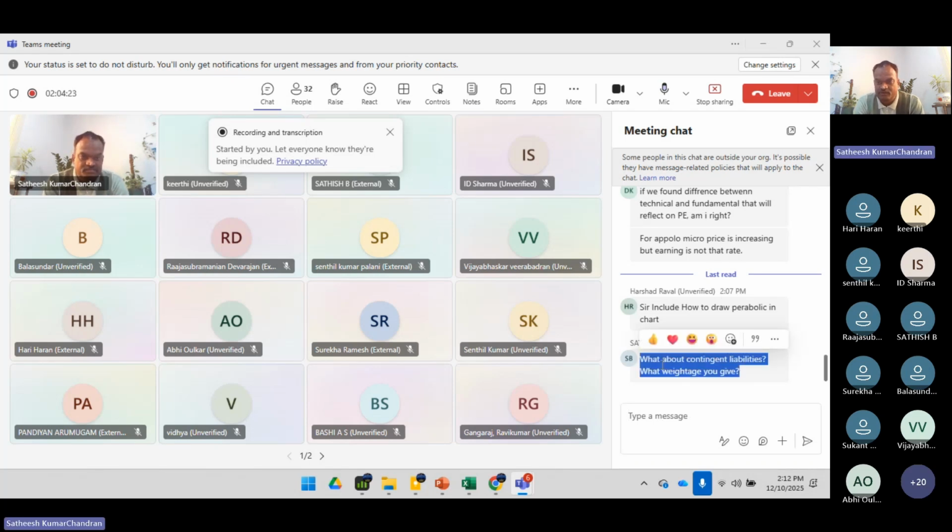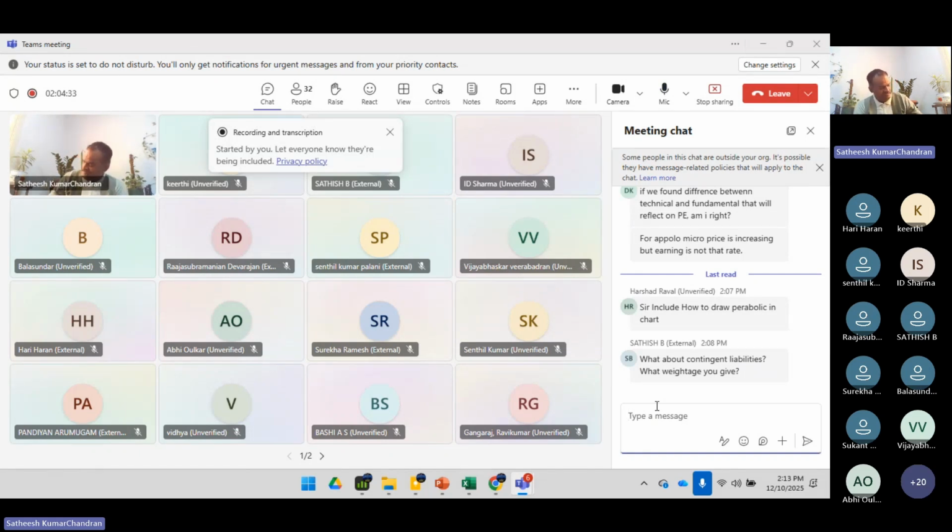So one question is, what about contingent liabilities? What weightage do you give? Contingent liabilities are like future liabilities, something expected that may come. We don't have to give too much weightage to contingent liabilities. Debt to equity ratio is important on debt metrics. It should always be less than 1.